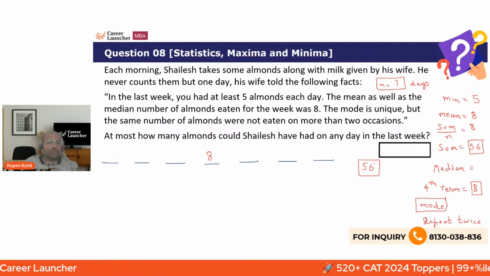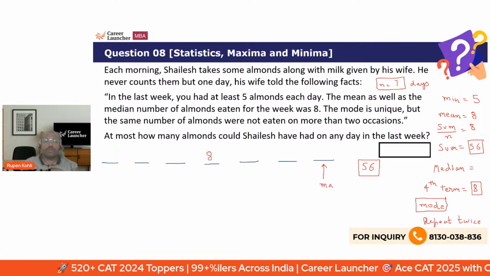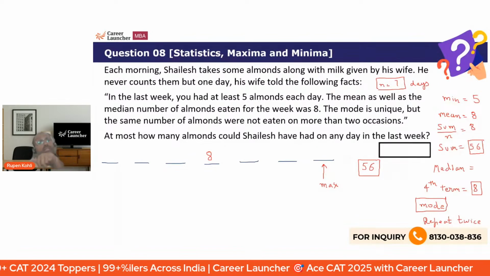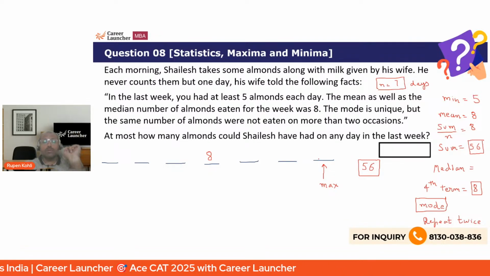Now, so what do we do? Obviously, we are trying to maximize this highest figure. So obviously, the mode which is there should not be this highest value, because then I would be sharing this highest value once more.